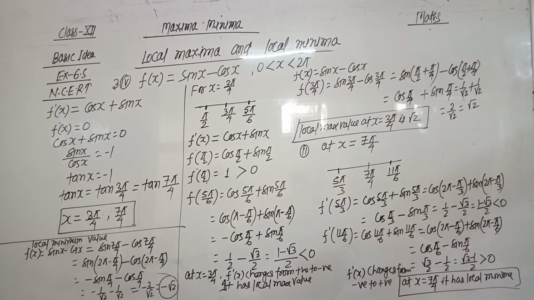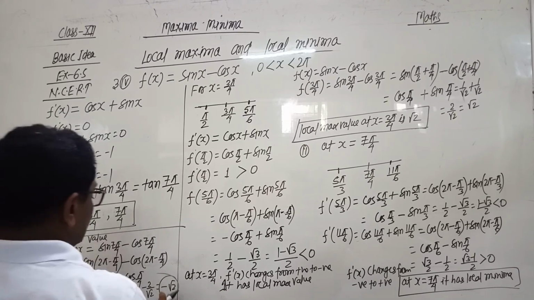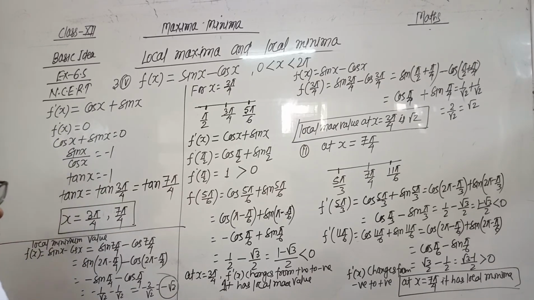The local minimum value is obtained at x equals to 7 pi by 4 and it is minus root 2, and the local maximum value is obtained at x equals to 3 pi by 4 and the local maximum value is root 2.